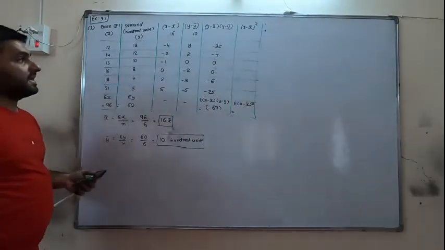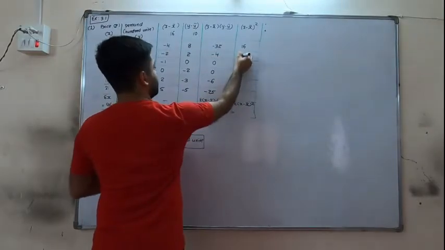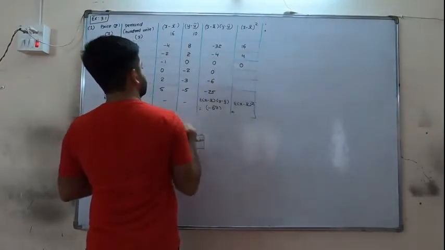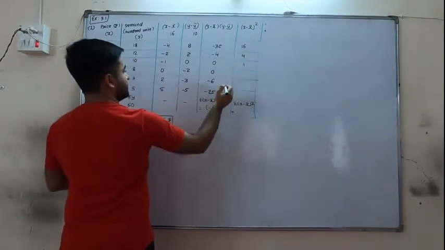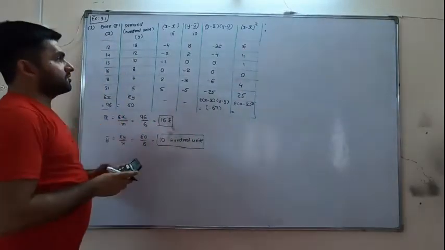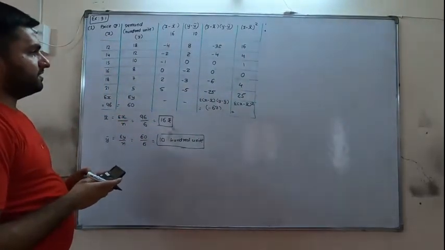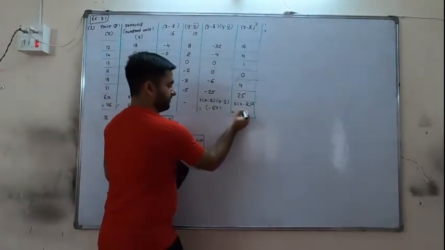Now next, (X minus X bar) square. 4 square is 16, 2 square is 4, 1 square is 1, 0 square is 0, 2 square is 4, 5 square is 25. So 16, 4, 1, 0, then 4, then 25. It's 50. Yeah.